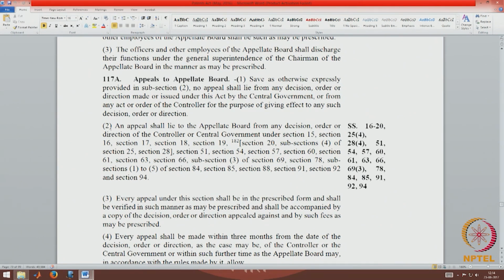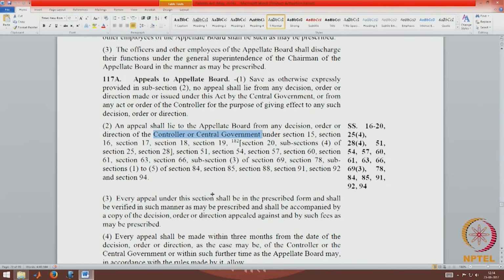Now, section 117A(2) gives you the list of matters on which there can be an appeal. Now, you will see that the appeal can be from any decision, order or direction. These are the three things that can be appealed against from the controller or the central government.